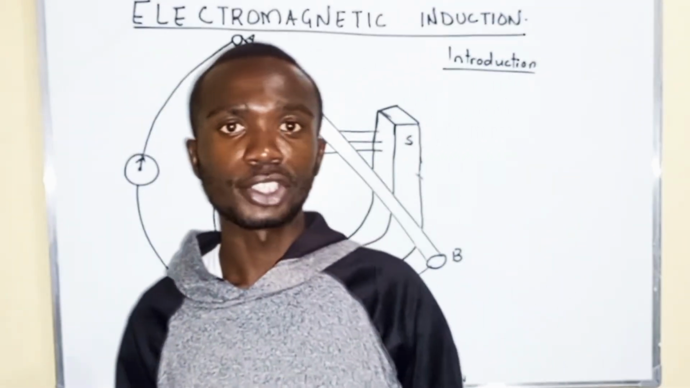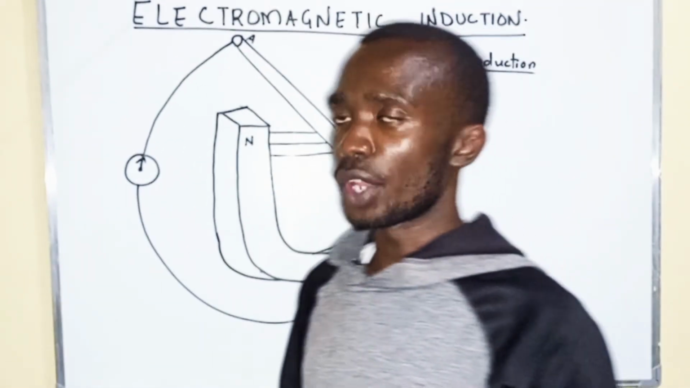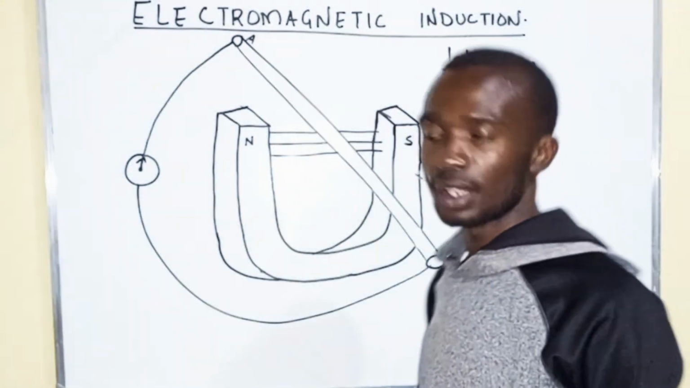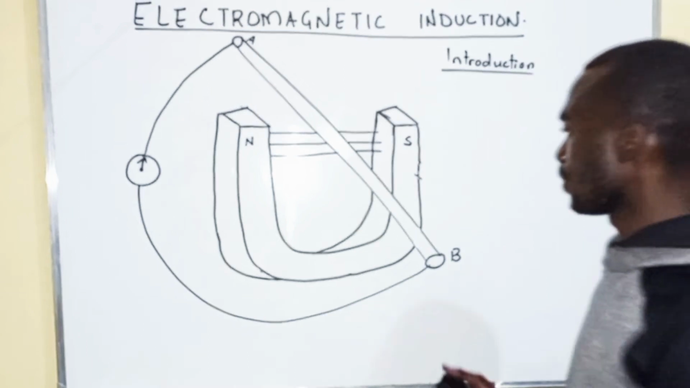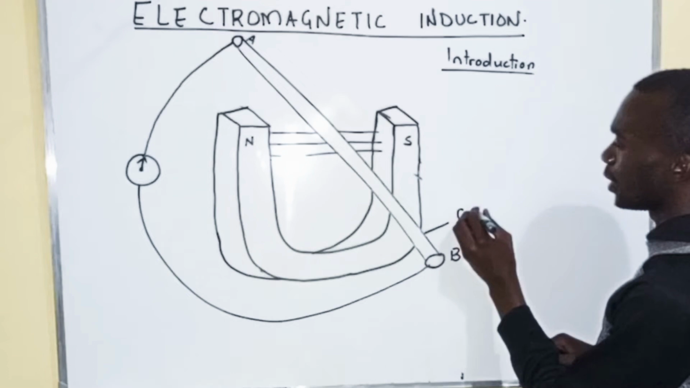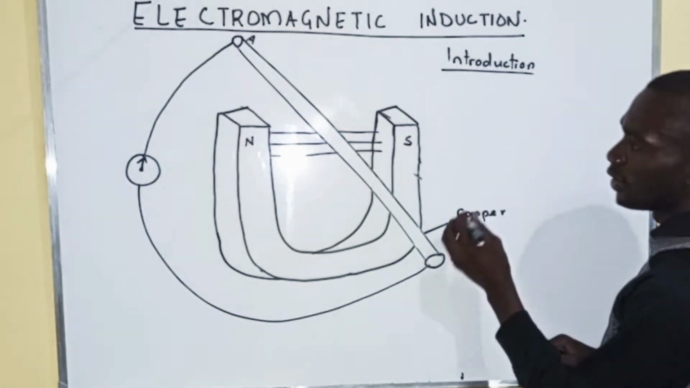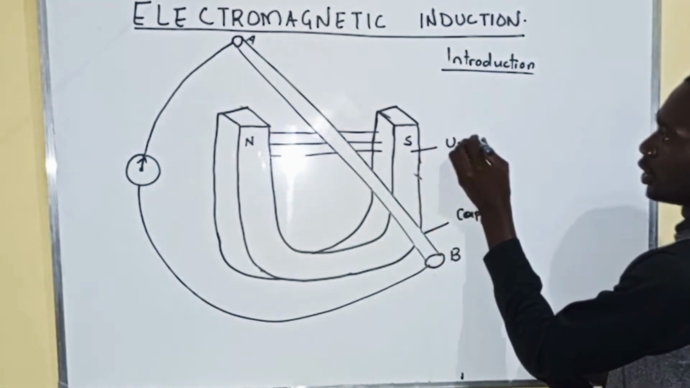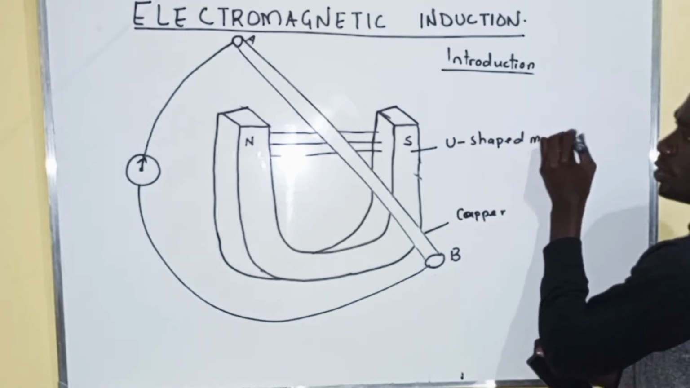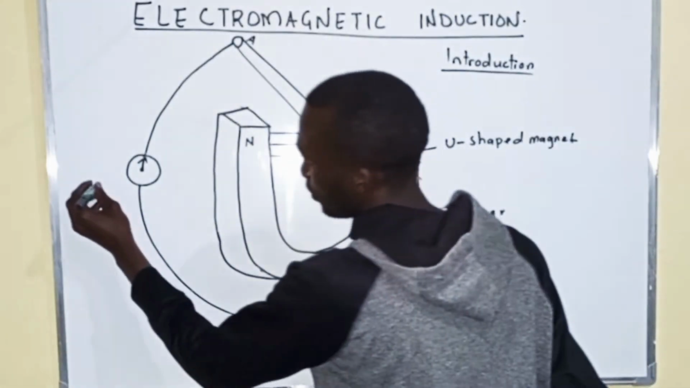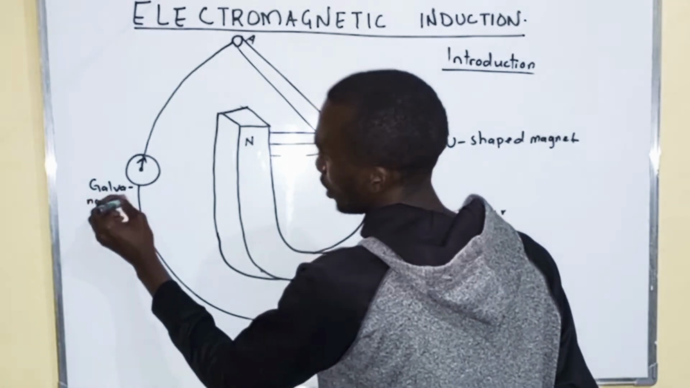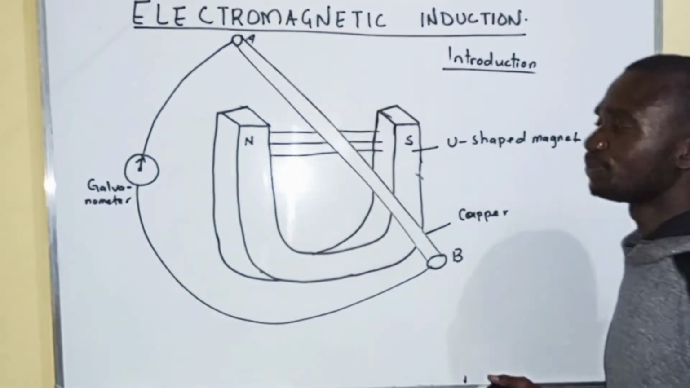Now, for further explanation about electromagnetic induction, we are going to describe a simple experiment which was performed in the laboratory. In the experiment we have a conductor AB, which is made of copper. Then we have a U-shaped magnet. At the same time, we have a galvanometer placed at this particular point. Then we have connecting wires.